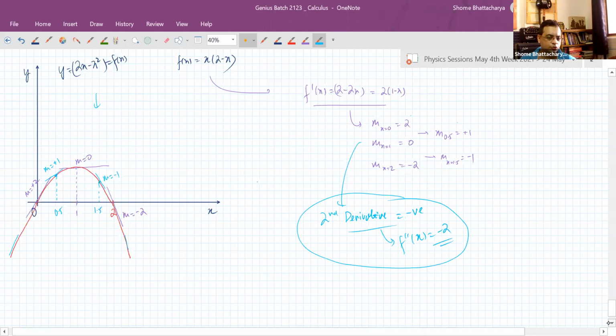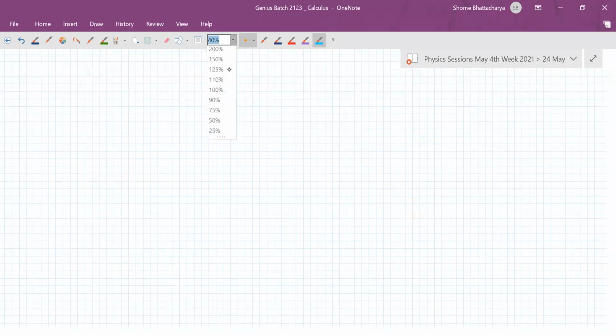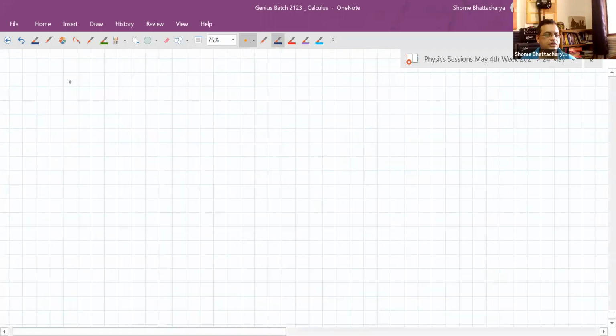So hope this point is clear to all of you. Yes. Okay, now just think what would happen if I instead had this function. Instead of 2x minus x squared, I had x squared minus 2x.